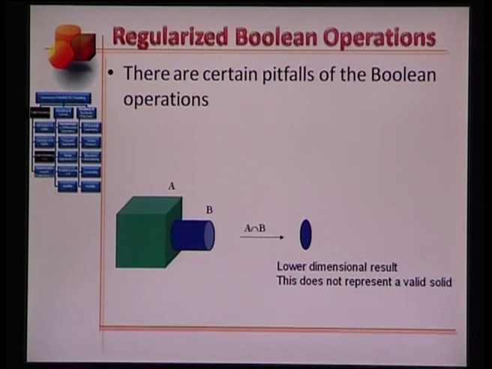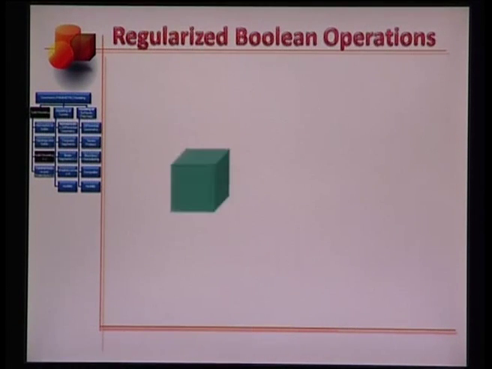This is a lower dimensional feature, two-dimensional in nature, and it does not represent a valid solid. And it was this example that I had used to introduce regularized Boolean operations. Let's look at a few more examples.